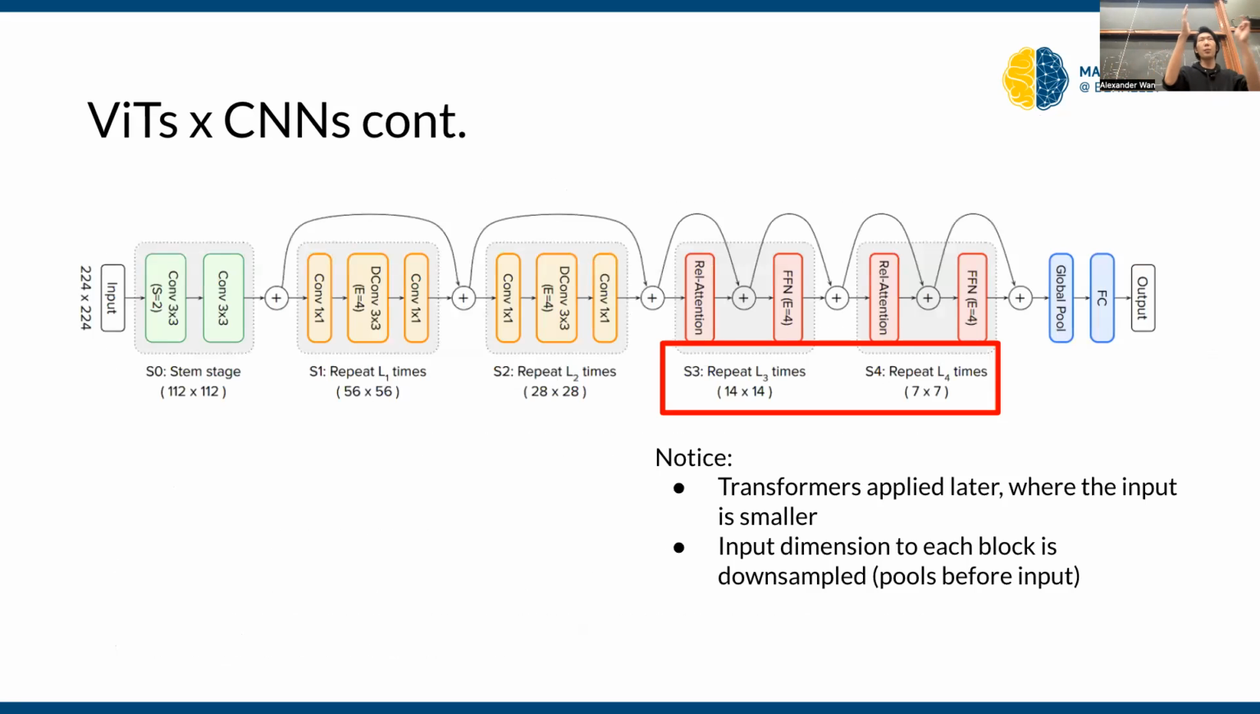For the beginning couple of blocks, you have convolutional blocks, because remember, vision transformers don't handle long sequences well. So you want the convolutional layers to handle the long sequences, and then after it's downscaled a couple of times, you can use your vision transformer, and then it might be fast. Also notice the dimension of each of these blocks. I think this is the input dimension, and the input dimension to each block is downsampled. So you pool before each input, which makes it a bit faster.